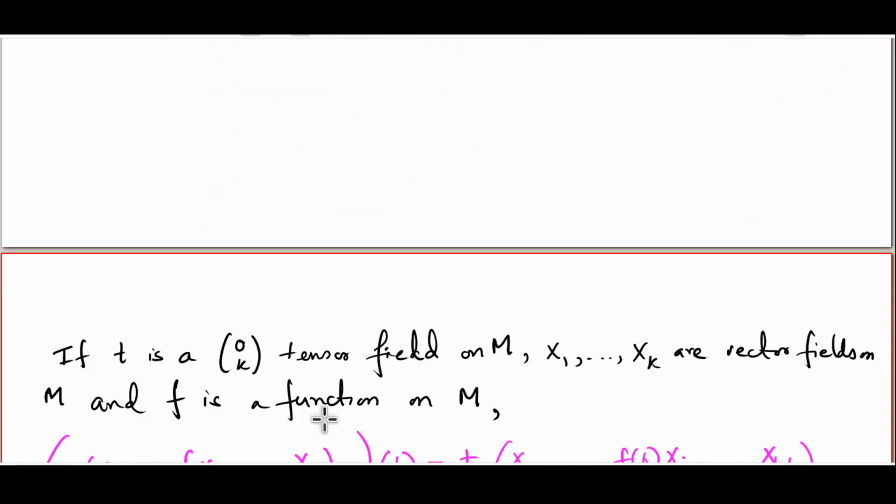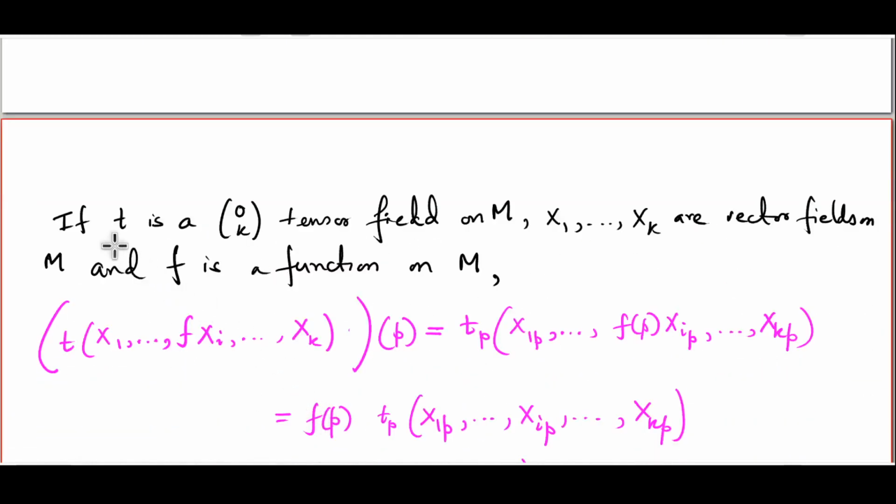To see that, what we need to do is take a look at this setup. T is a (0,k) tensor field on the manifold M, X1 to Xk are vector fields on M, and f is a function on M. So what we have done here is given T the arguments X1 through Xk, but I have multiplied the ith argument Xi by f.